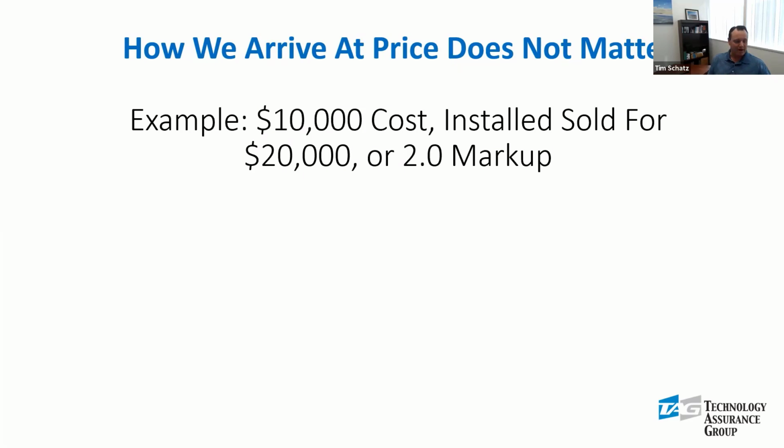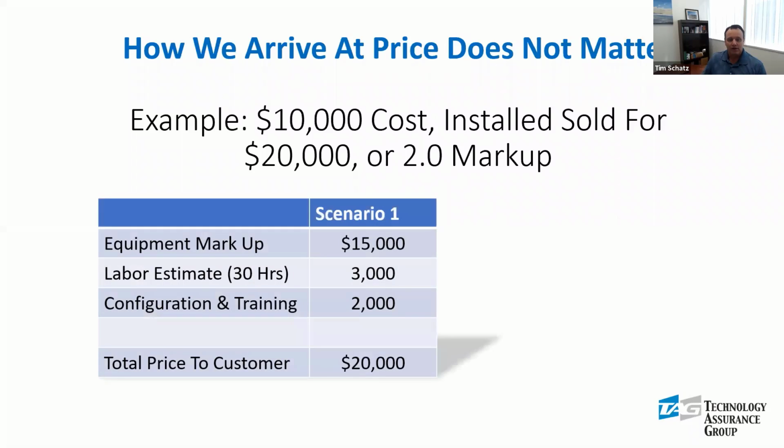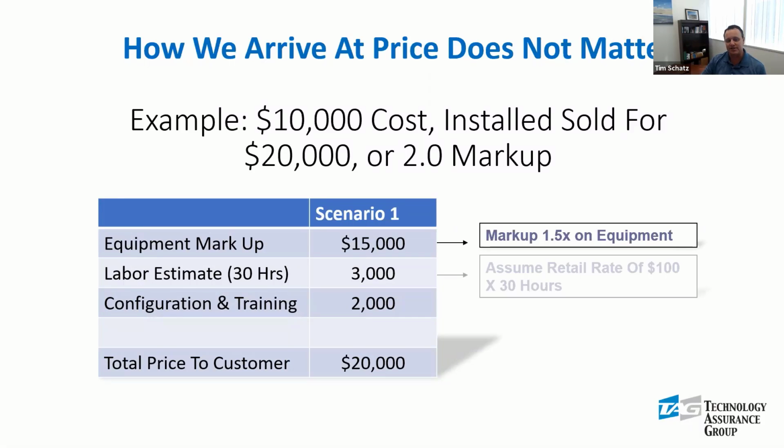Let's just use a simple markup, say a 2.0. We bought a system wholesale from our provider for $10,000, and we're going to sell it for 20. That's a 2.0 markup by our standards. Let's say you have somebody who works their way up to the price by saying, "I do a 1.5 on equipment, and I estimate it's going to take 30 hours to install this system. My retail rate, just to use very simple math, is $100 an hour." That's $3,000 of labor for the install. I add a couple grand for configuration and training, and I end up at $20,000. That would be the Courtney in this situation.